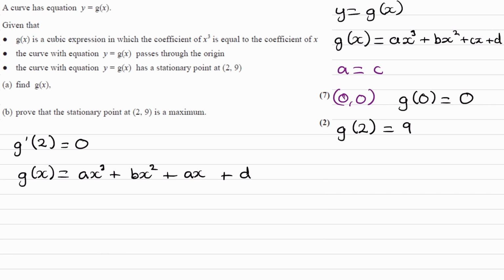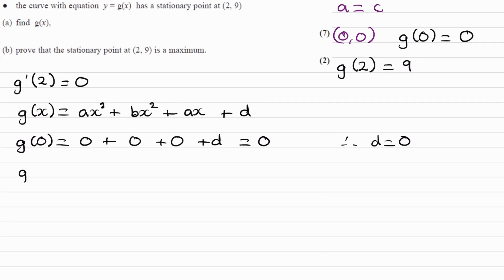For the second bullet point, so that corresponded to this bit of information here, g of 0 is equal to 0. So let's apply that now. G of 0 will be 0 plus 0 plus 0, so setting all of the x terms to 0, plus d, and that's equal to 0 in the end. So that tells us that d is 0, so our equation is now ax cubed plus bx squared plus ax.